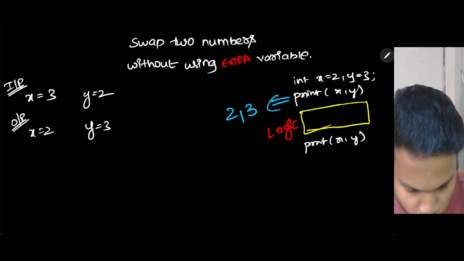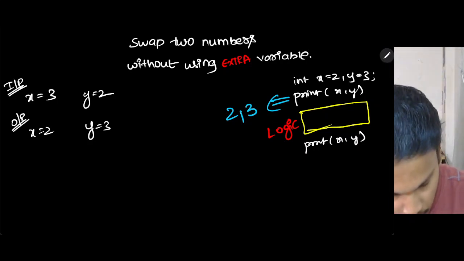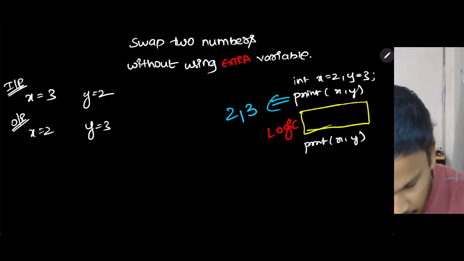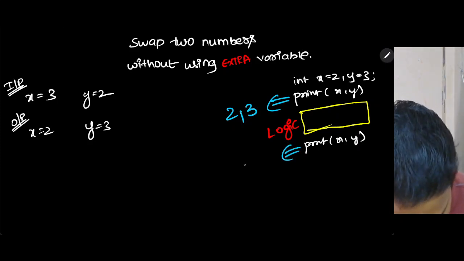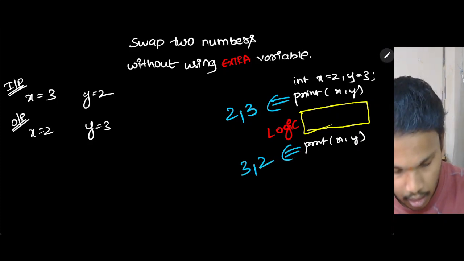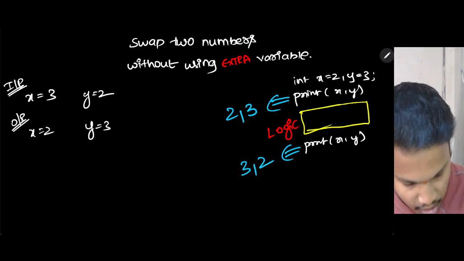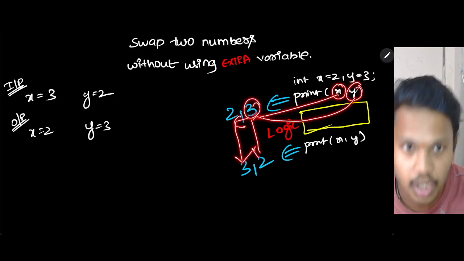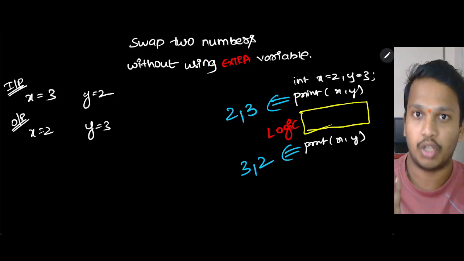We need to perform some logic here. After performing that logic, the values should become 3 comma 2. What does this mean? The x value, which is 2, changes to 3. And what is the y value? It is 3, it has been changed to 2. This is the only thing which we need to do.